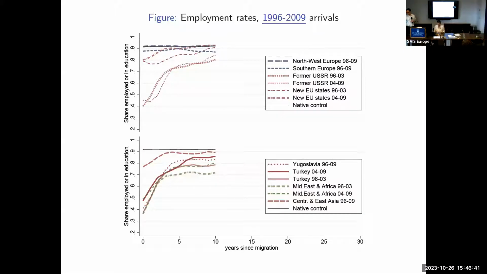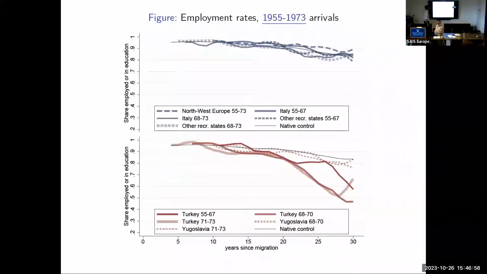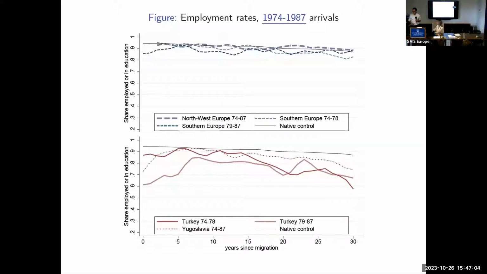Okay, so none of what I showed you here is completely new. If you open the newspaper, of course, some of that is going to be described there. What is new is to have this very comprehensive overview for many different groups, many different arrival periods. And one thing that is a bit new is this dramatic drop in employment for these earlier guest workers. That's why we want to look at that in a bit more detail later on.